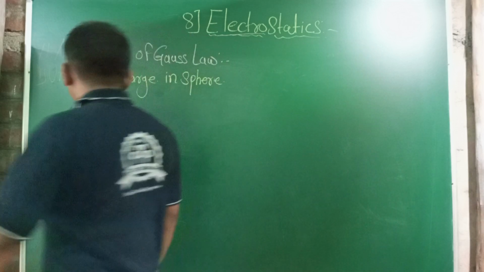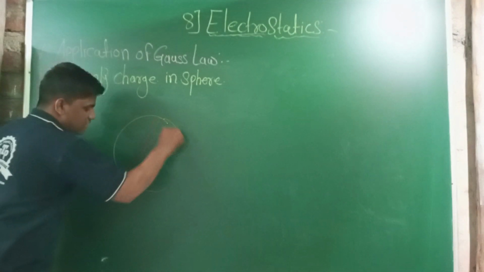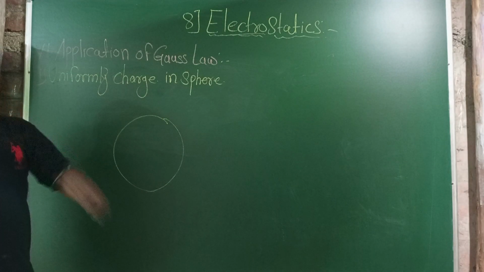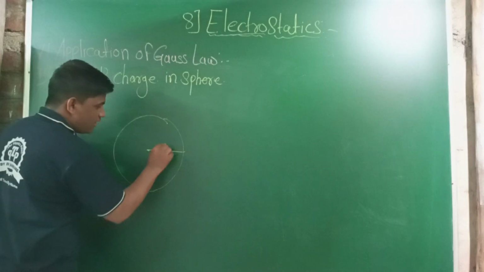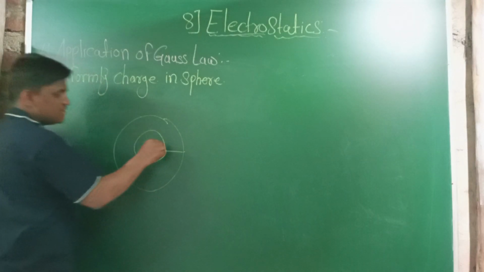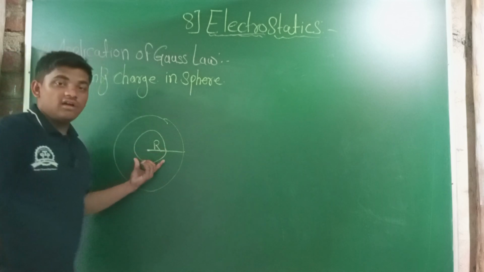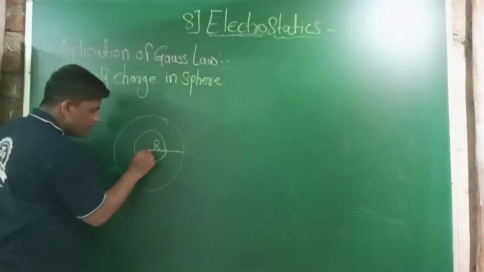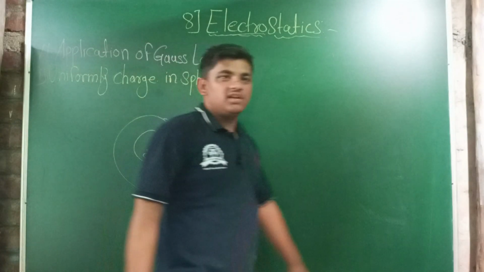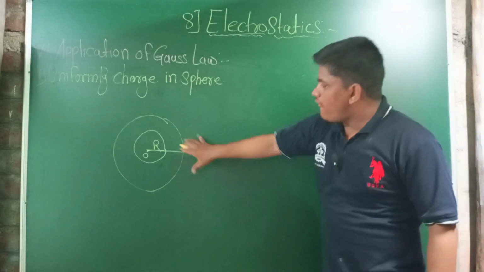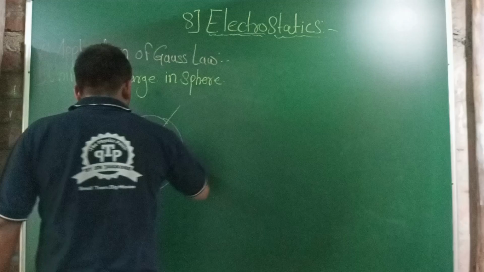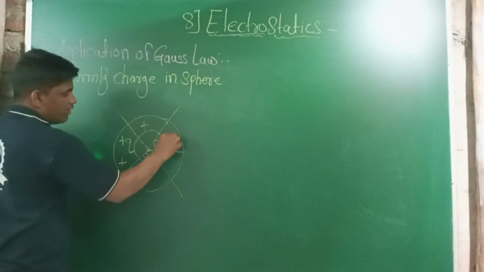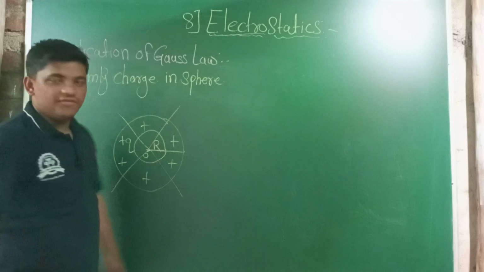Consider a 3D sphere which has radius capital R. This is capital R, and we are talking about this sphere. The center of the sphere is O, and it is uniformly charged with some charge Q, which we take as a positive charge.